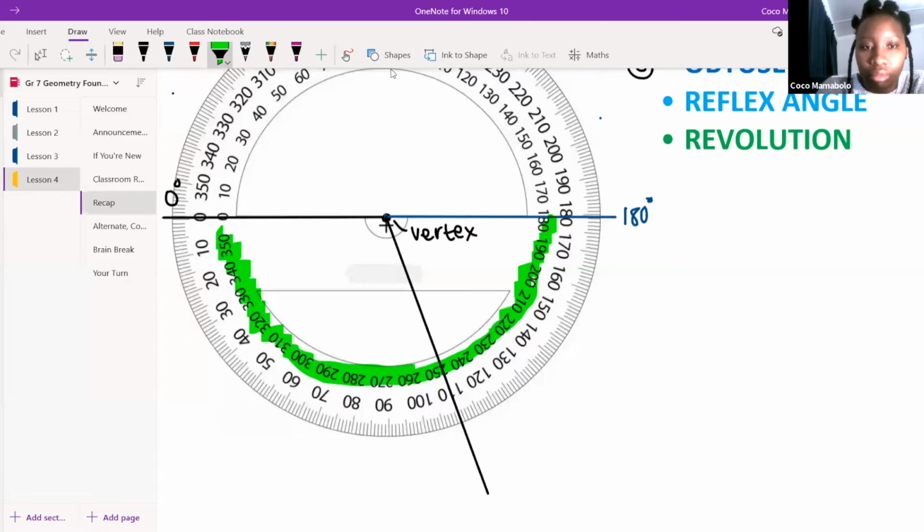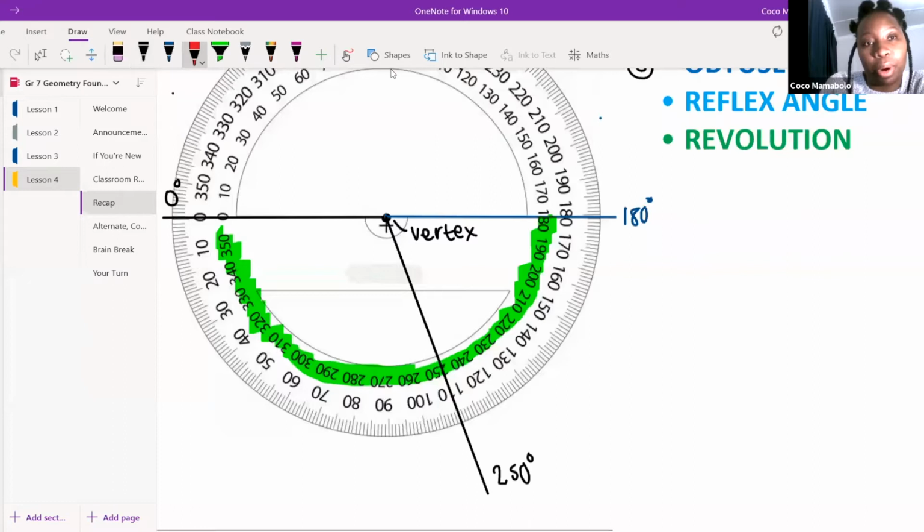Yes. You don't sound very sure. Do you agree? Ma'am, I can say no, because I'm saying yes, I agree with it, but also no, because I feel like a revolution and a reflex angle are just the same thing. Not quite, but you can agree with it.